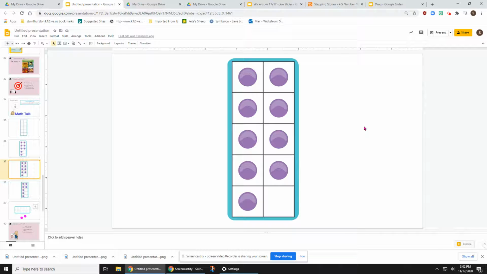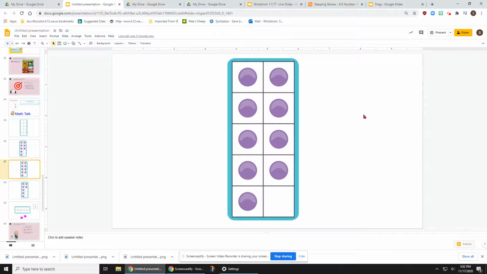Okay. So how many did you get? 9? Yes, 9. So we can do it the same way. We can look over here and see that there are 5, and then we can count on 6, 7, 8, 9, or you can count all of them. 1, 2, 3, 4, 5, 6, 7, 8, 9. There are 9 purple counters in this 10 frame.